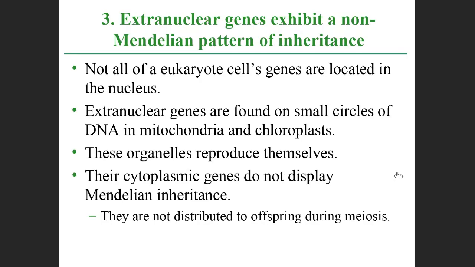So mitochondria and chloroplasts do not exhibit Mendelian genetics, right? There's no independent assortment or segregation with a circular chromosome. It doesn't work that way.